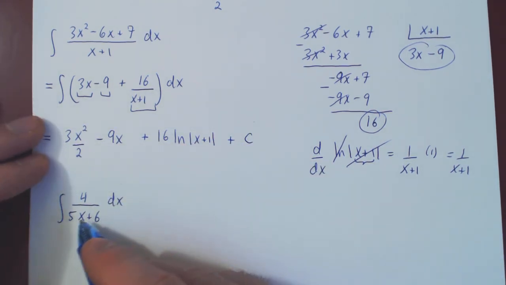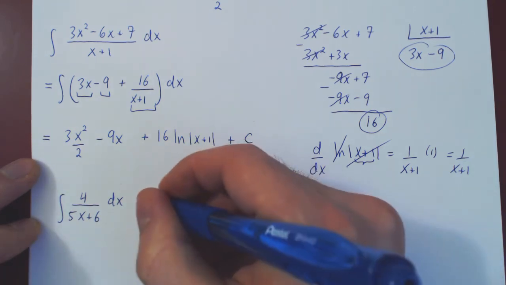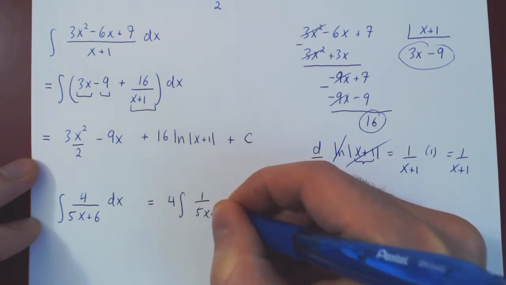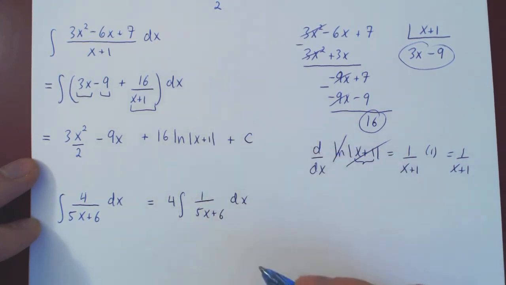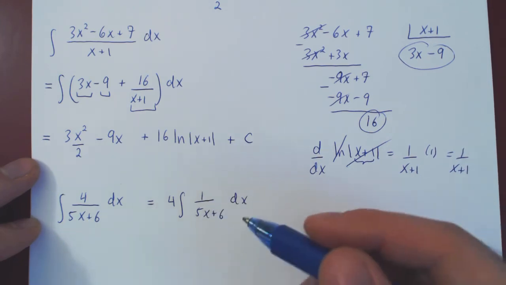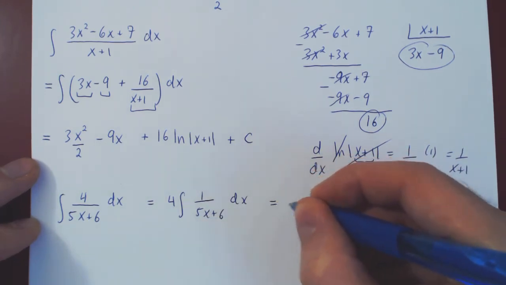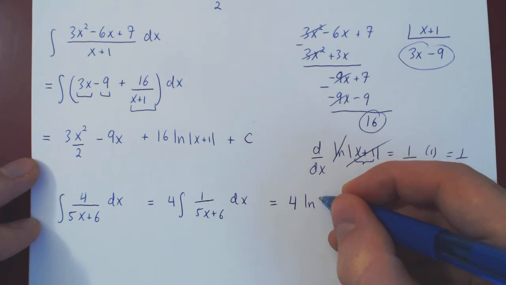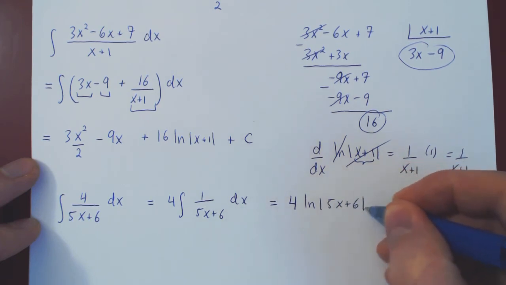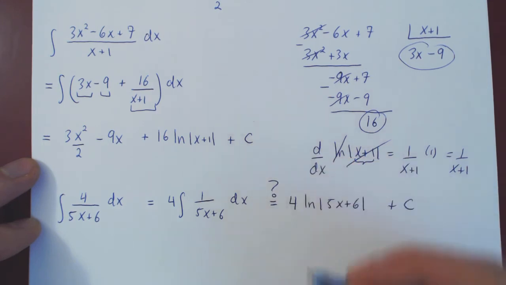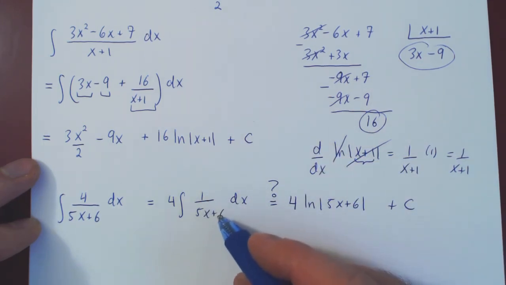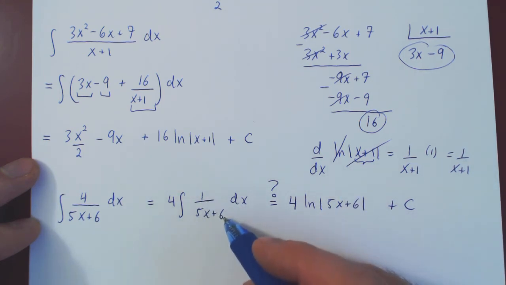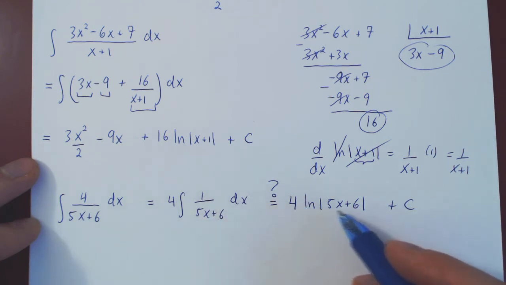So again, it's not just over x, it's over 5x plus 6 now. Well, we can factor the 4, and integrate 1 over 5x plus 6 dx. And we know the integral of 1 over x is ln of x in absolute value, so let's make a guess here. Let's guess that this will be the ln of 5x plus 6 in absolute value, of course, plus c. So now we're guessing. We're saying this is almost 1 over x. If this was 1 over x, we'd get the ln of x in absolute value. This is 1 over 5x plus 6. So we'll guess that the antiderivative is ln of 5x plus 6.